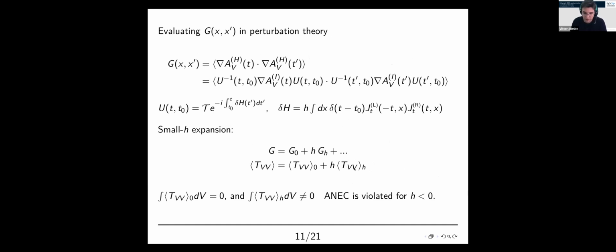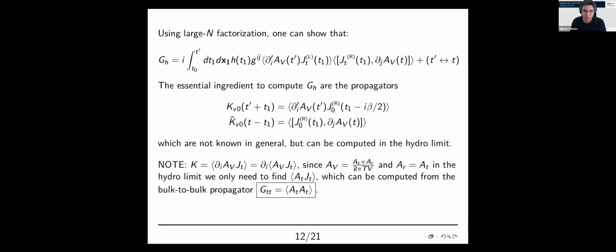I'm not sure if that's a satisfactory answer, but let me move on here. The essential ingredient is the computation of the bulk-to-bulk propagator.